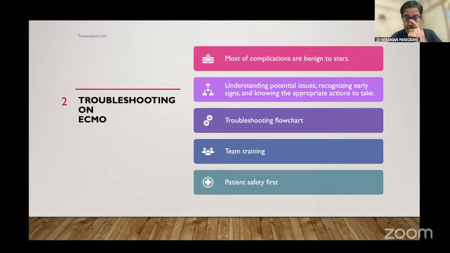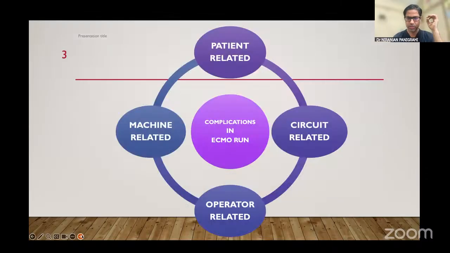Last but not least, patient safety comes first. Whatever happens, we are not going to save the machine or the consumable. We are going to save the patient. So the first priority should be to make the patient safe. If possible, isolate the patient from the machine, and take care of the patient first. Then try to troubleshoot. If the patient is safe, then we get enough time to look into the problem.